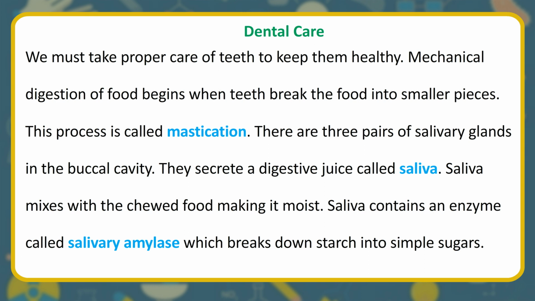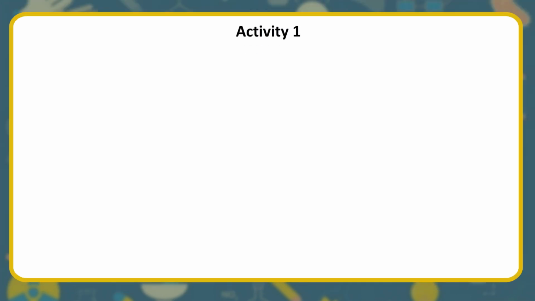Mechanical digestion of food begins when teeth break the food into smaller pieces. This process is called mastication. There are 3 pairs of salivary glands in the buccal cavity. They secrete a digestive juice called saliva. Saliva mixes with the chewed food making it moist. Saliva contains an enzyme called salivary amylase which breaks down starch into simple sugars.